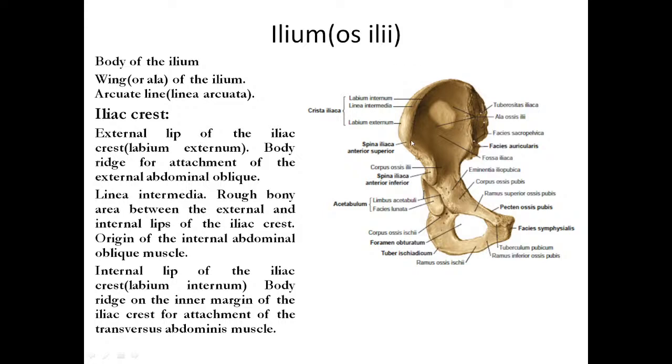Internal lip, labium internum, is a ridge of the inner margin of the iliac crest for attachment of the transversus abdominis muscles. This is iliac crest. This is, you see, os ilii.